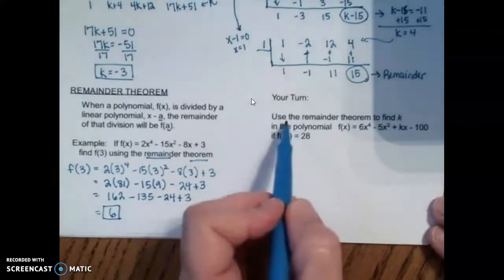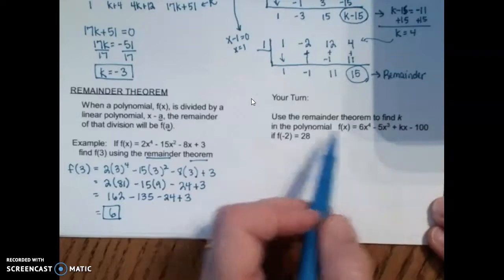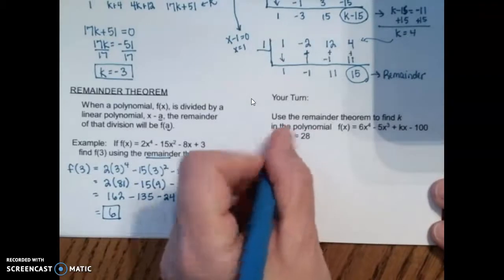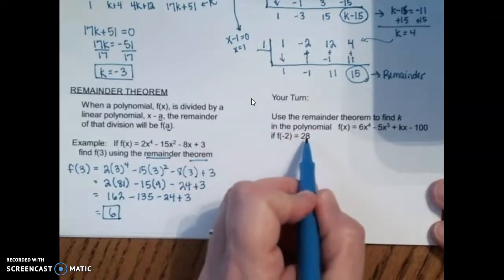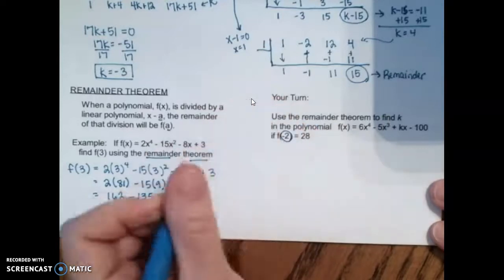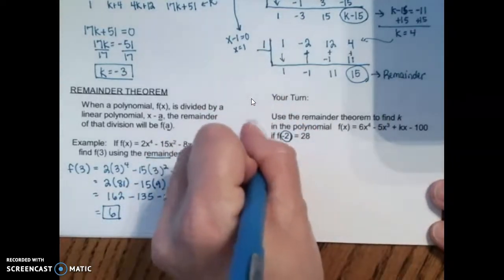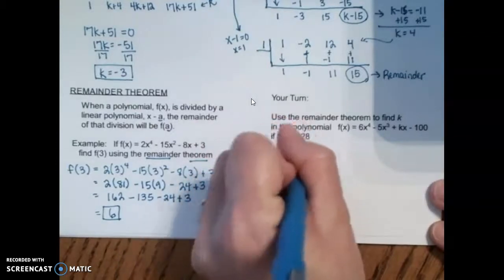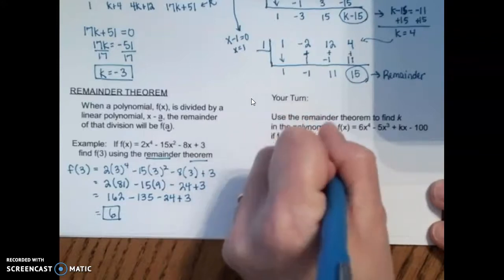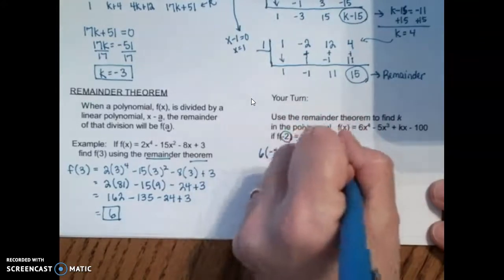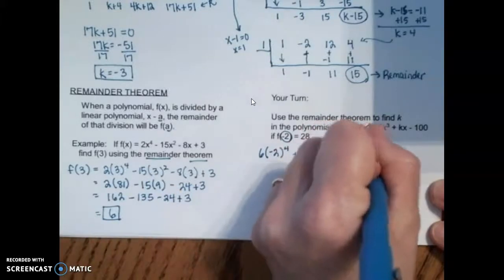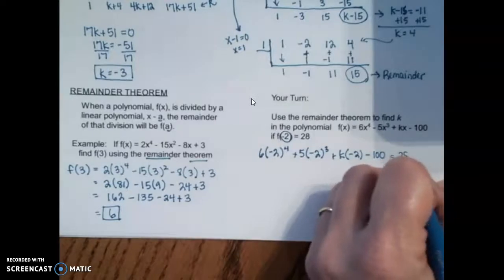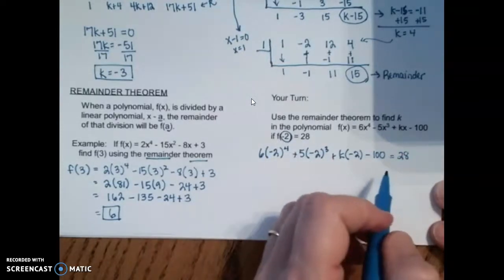You've got your turn. It says use the remainder theorem to find k in this polynomial. So I'm going to do this one with you real quick. So we're going to find, it says f of 2 equals 28. So this tells me what I'm substituting in to my function. So we're going to have 6 times negative 2 to the 4th plus 5 times negative 2 to the 3rd plus k times negative 2 minus 100, and I know that that has to equal 28 because they told me that it's going to have a remainder of 28.